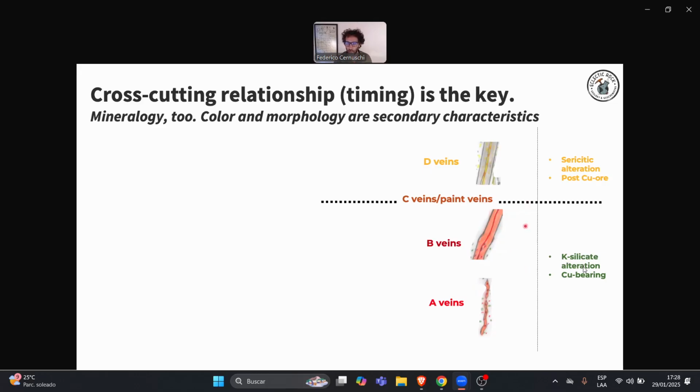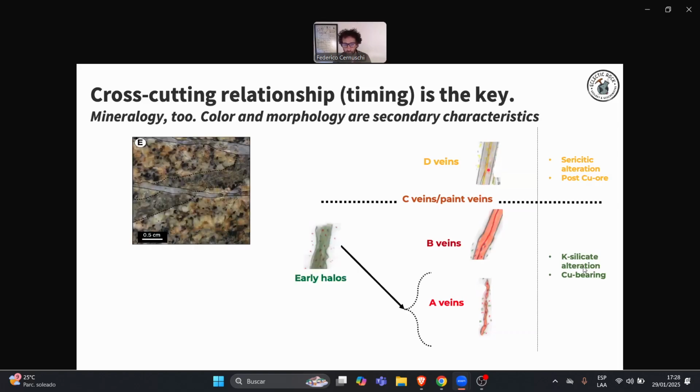At some point where potassic alteration ends, we start having those C veins or paint veins, where there's little quartz and there is some copper sulfide and some characteristics of going into chlorite and sericite alteration. And with sericitic alteration well established, we have the very typical porphyry D veins, which have a straight pyrite center line and alteration selvages with abundant muscovite. Early halos fit in this picture at the same timing as A veins.